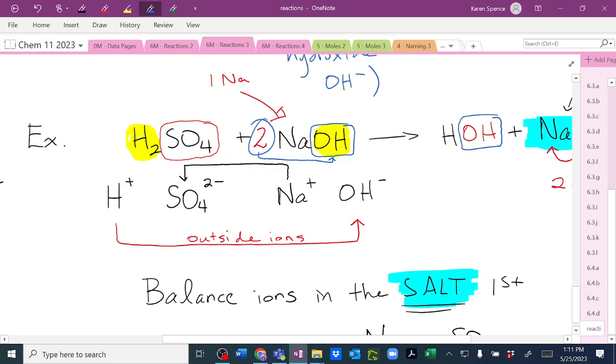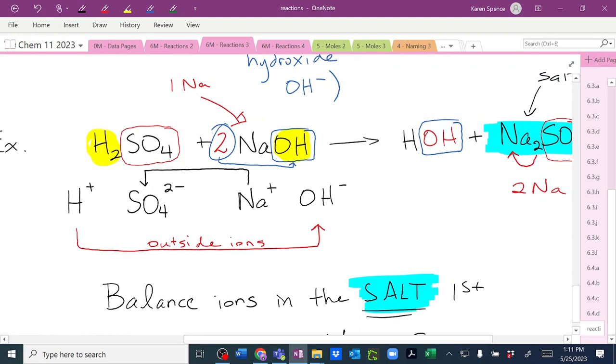Oh, I meant on the left. Yes, the left. How many hydroxides on the left? 2. How many on the right? Only 1. So what do we need to do? We're going to put a 2 there, and that means that now we have 2 hydrogens, and we have 2 hydrogens, and everything is lovely.